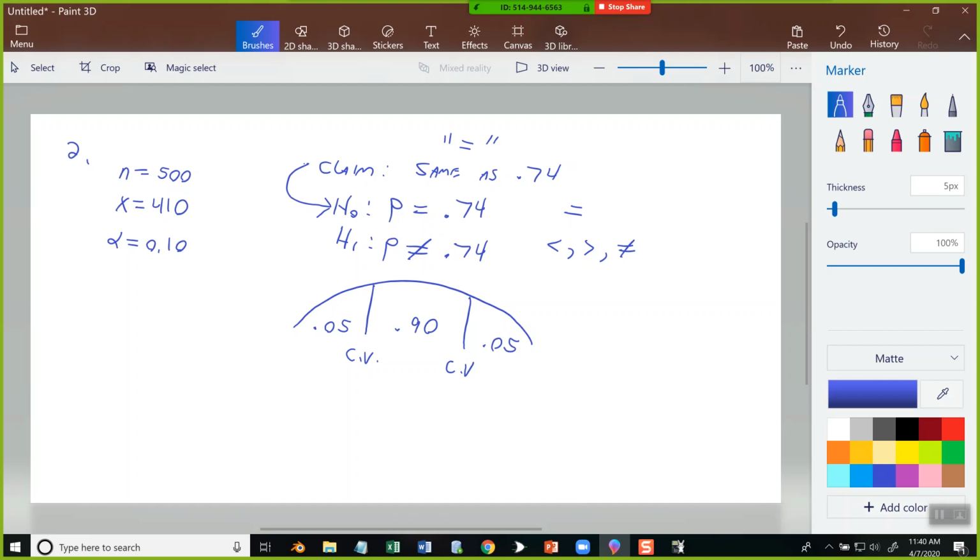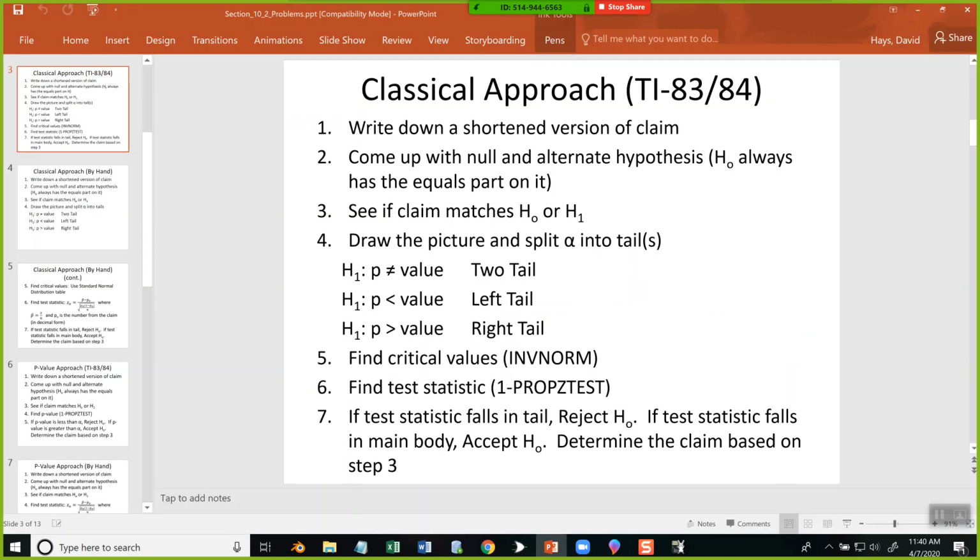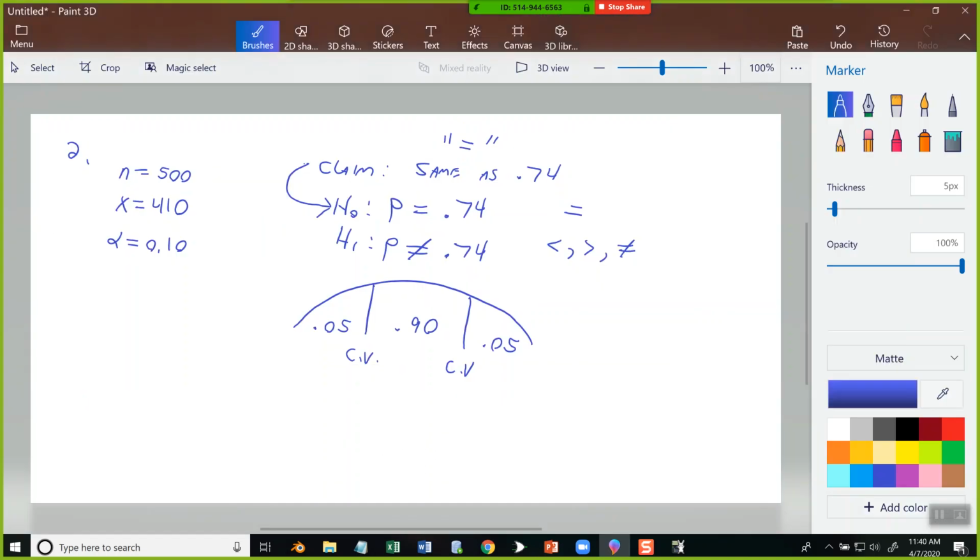Now, we need to find our critical value. That's step 5, and it tells us to use INV norm. So for our first one here, we're going to use INV norm.